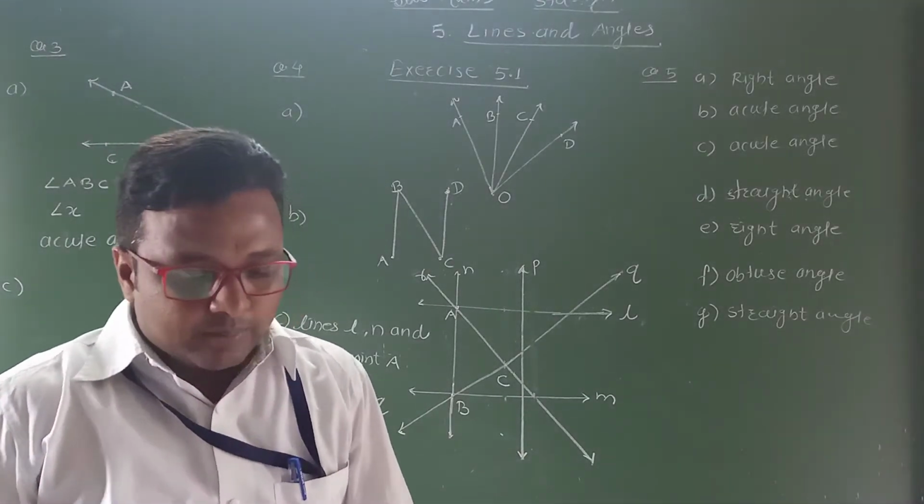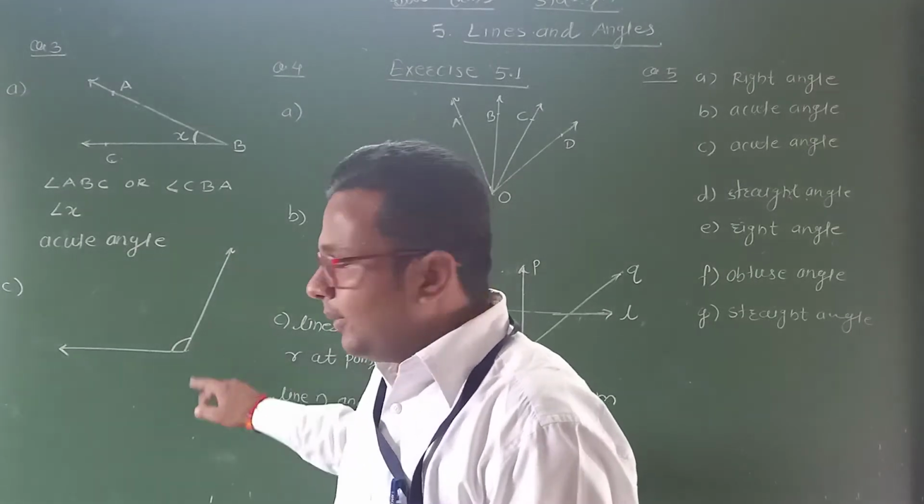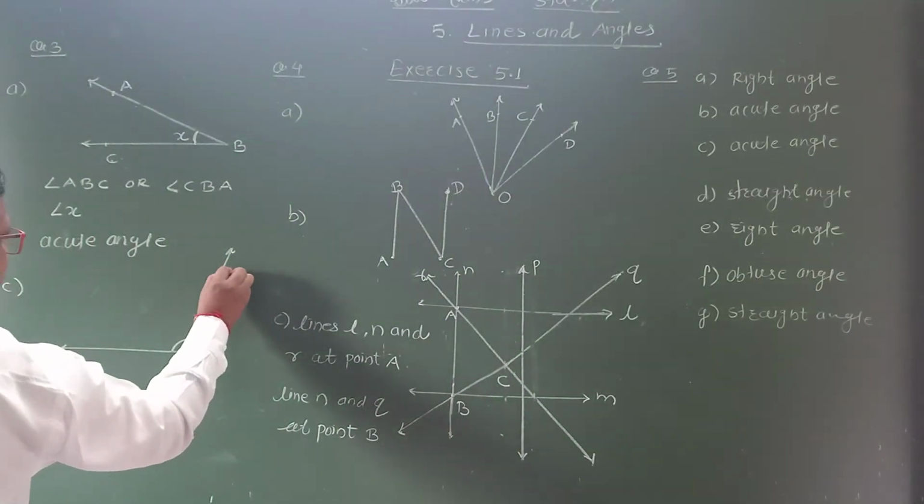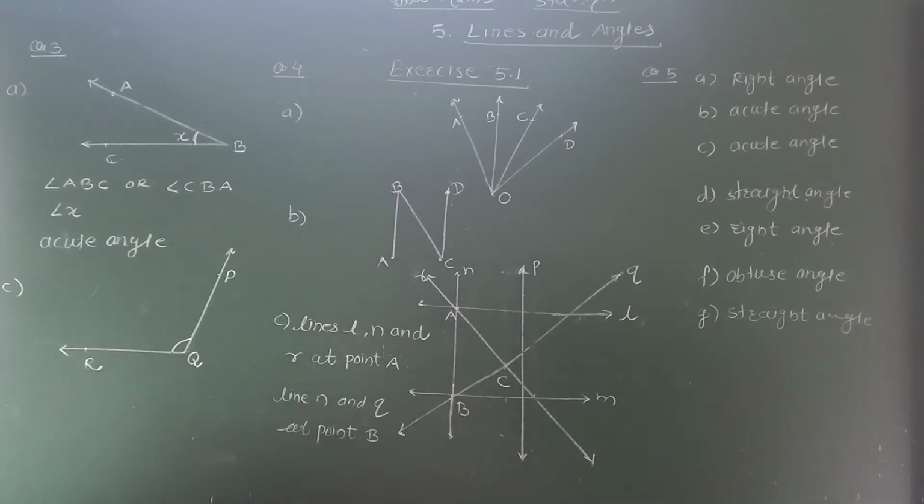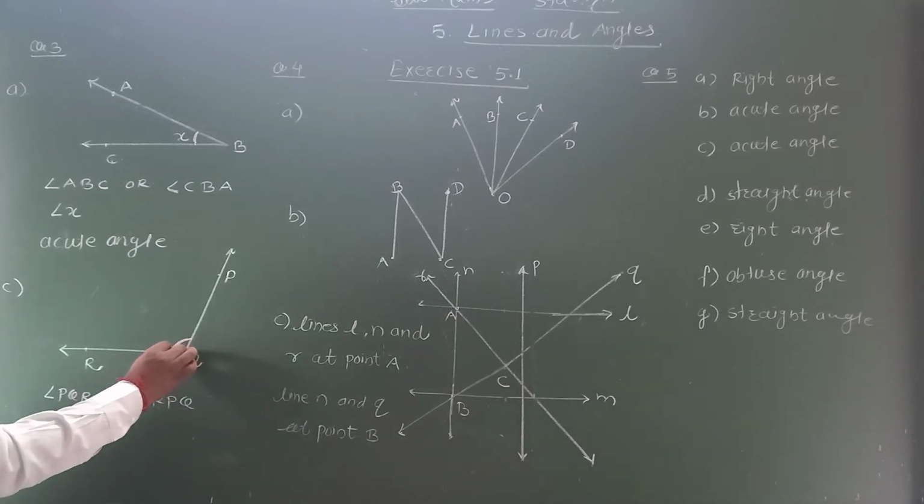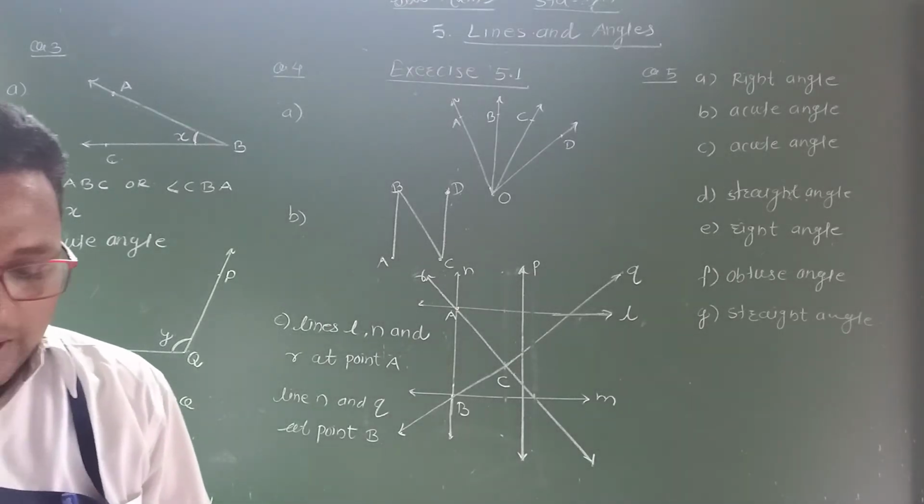See the next example. Here I take example C. The figure is given like that. Name this angle P, here Q, and this is R. Then we can write angle PQR or angle RQP, or you can take any variable here. If I take Y here, you can write angle Y. In this way we can name the given angle.